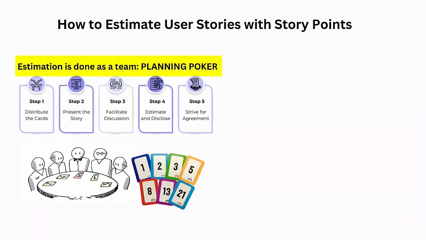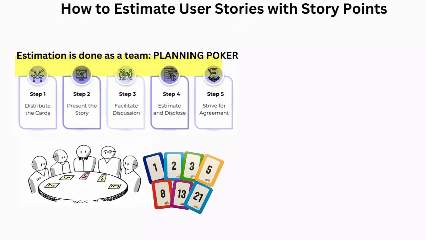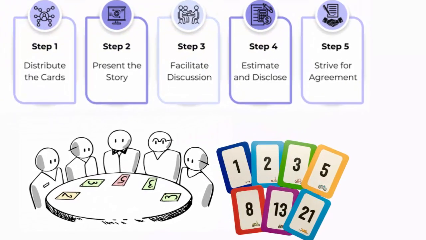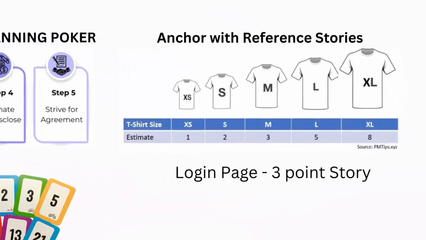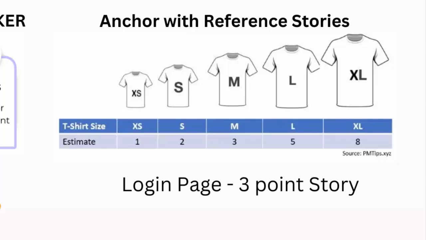Estimation is done as a team. A popular method is planning poker. Each team member selects a card representing their estimate for a story. If estimates differ significantly, it sparks a discussion to align everyone's understanding. For example, if someone picks 3 and another chooses 8, they explain their reasoning until the team agrees on a final estimate.